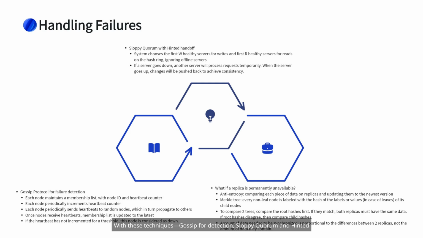With these techniques, gossip for detection, sloppy quorum and hinted handoff for temporary failover, and anti-entropy with Merkle trees for recovery, we create a resilient, available, and eventually consistent key-value store capable of surviving real-world failures.